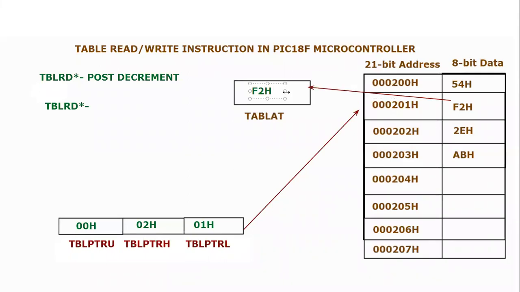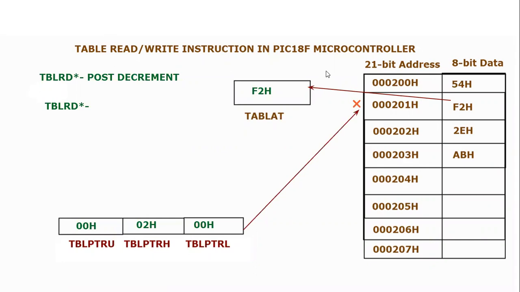And what is going to happen then? The value of the table pointer will be decremented. That means the table pointer lower byte will be decremented by 1. So it is 1, it will become 00 hex. So it will no more point to this address, rather it will be pointing to the previous address, or one address before this address.